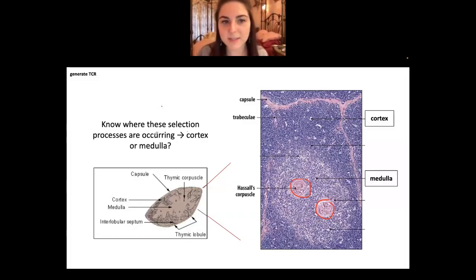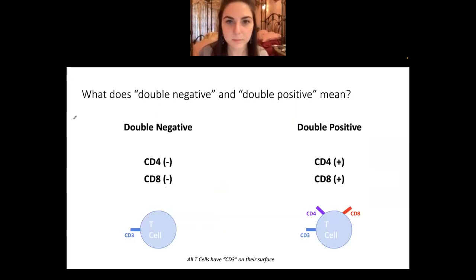And again, I'll emphasize this. Definitely know this is happening in the cortex. This is in the medulla. I'll emphasize it. Like I said, double negative, double positive is just a way to understand how mature your T cell is.